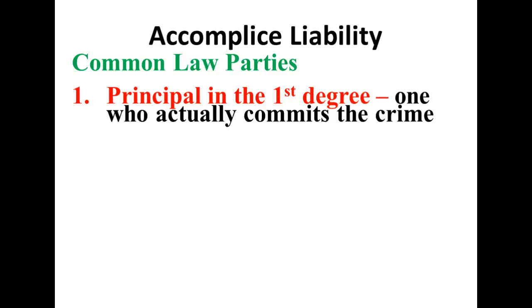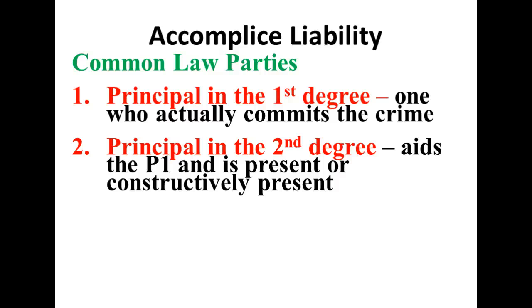At common law, parties were defined in very different ways than they are generally today. There was first the principal in the first degree. That was the person who actually committed the crime. In addition, there was the principal in the second degree. This was a person who aided the principal in the first degree and is present or was constructively present, and we'll see how this works in a few minutes.